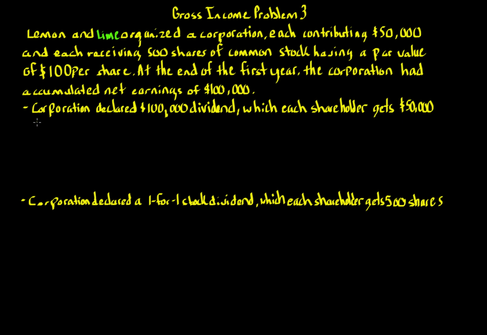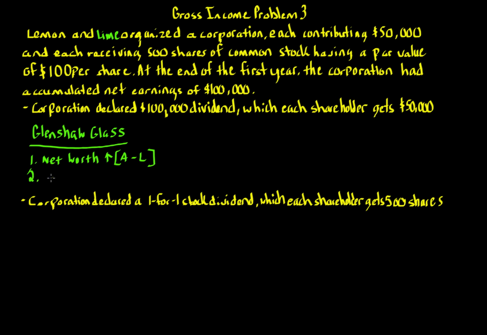We're looking at gross income. If you remember, Internal Revenue Code Section 61 defines gross income as income from whatever source derived, so it's very broad. So we have to go to our Glenshaw Glass definition of gross income, which is a Supreme Court case. In that case, the court said that gross income is when a taxpayer has an undeniable accession to wealth, which has been viewed as when net worth increases, which again we can quantify through an accounting definition. Net worth is assets minus liabilities.